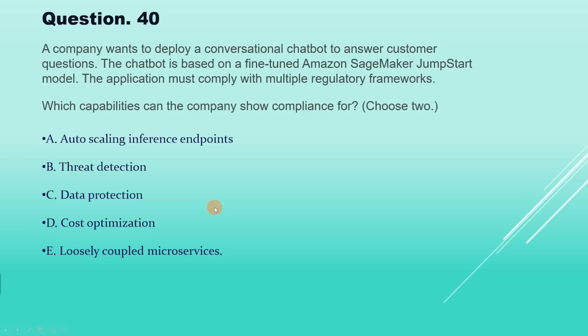So the correct answer here will be option B and option C, threat detection and data protection, because these are the two key capabilities that can help the company meet regulatory compliance requirements when deploying a conversational chatbot using SageMaker JumpStart.